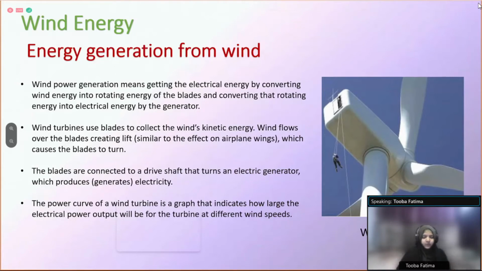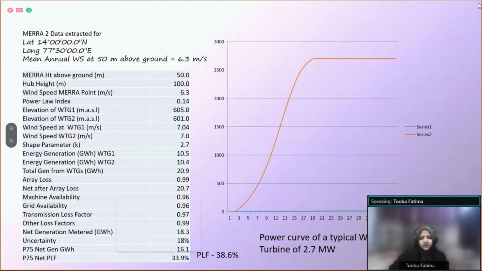The power curve of a wind turbine is a very important aspect in wind energy. It is a graph that indicates how large the electrical power output will be for the turbine at different wind speeds. Here we can see the power curve of a typical wind turbine of 2.7 megawatt, which we have extracted from the internet for our study.